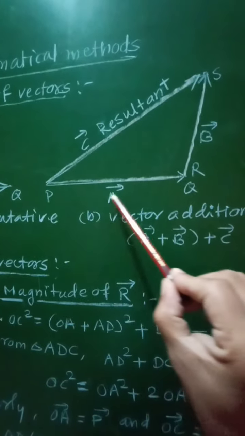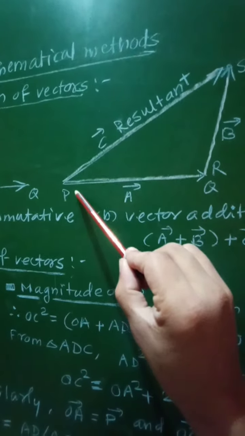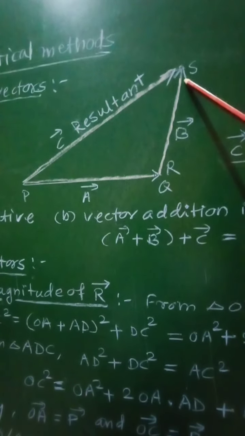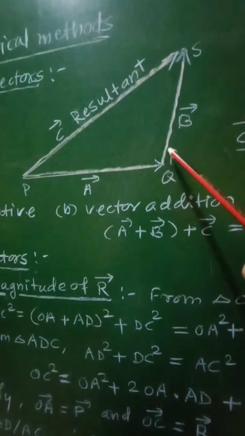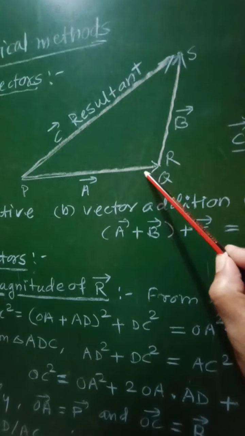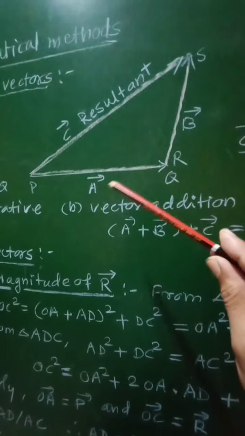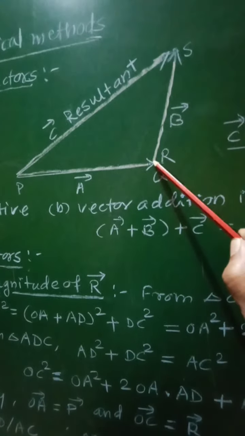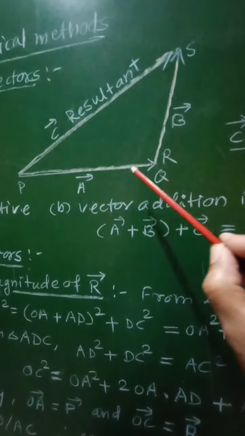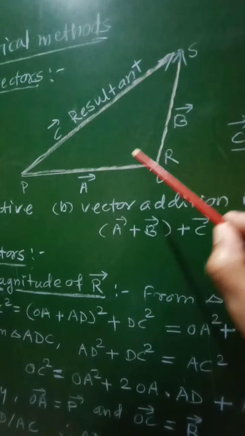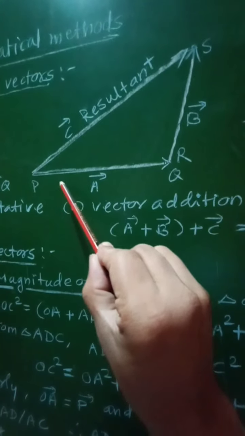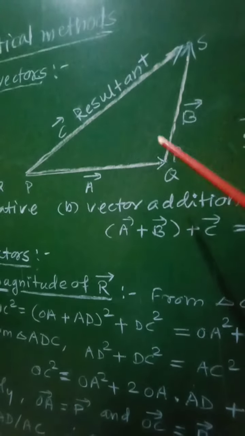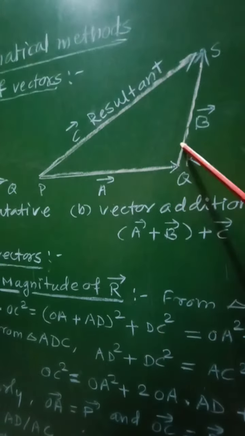If you consider vector A, this is the starting point, this is the end point. For vector B, this is the starting point and this is the end point. If the second vector is drawn from the end point of the first vector, that is, the end point of the first vector and the starting point of the second vector are at the same place, then we can say that these two vectors are taken in order. That is, vector A is drawn like this up to Q, and then from Q, that is RS, so these two vectors are taken in order.